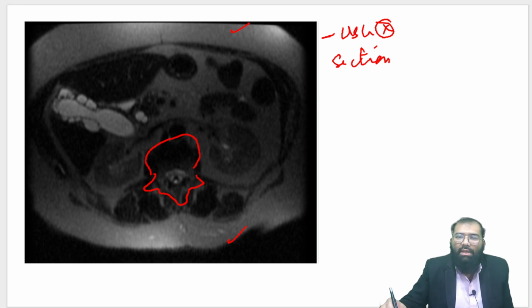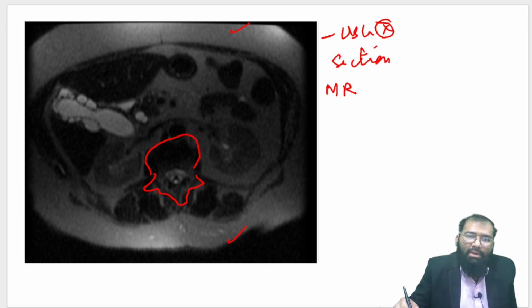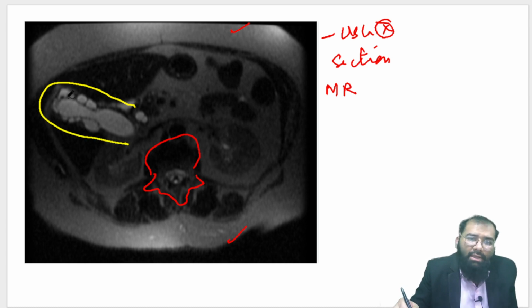Okay. So this is a case of MR imaging. And now on this, are you able to see this? This is GB. And in GB, you are able to see multiple T2 hyperintense cystic areas within it.